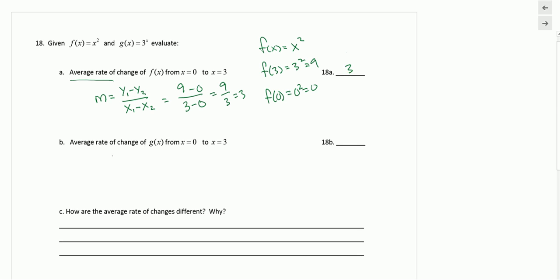Same idea for part B, except we're working with function g. So g of 0 is 3 to the power of 0. Anything to the power of 0 is 1. And g of 3 is 3 to the power of 3, which is 27. So our slope, or average rate of change, will be 27 minus 1 over 3 minus 0, or 26 over 3.